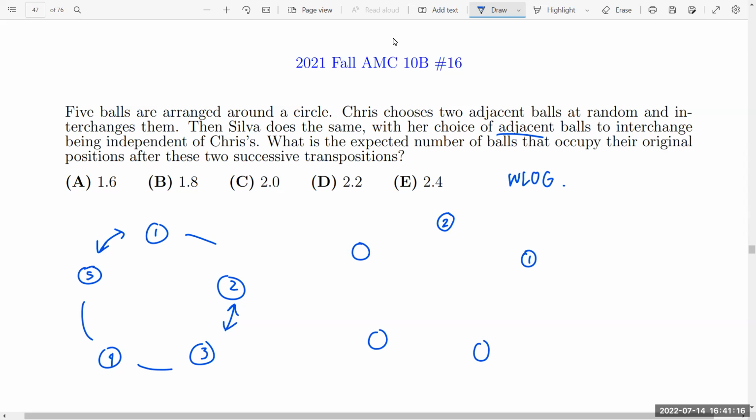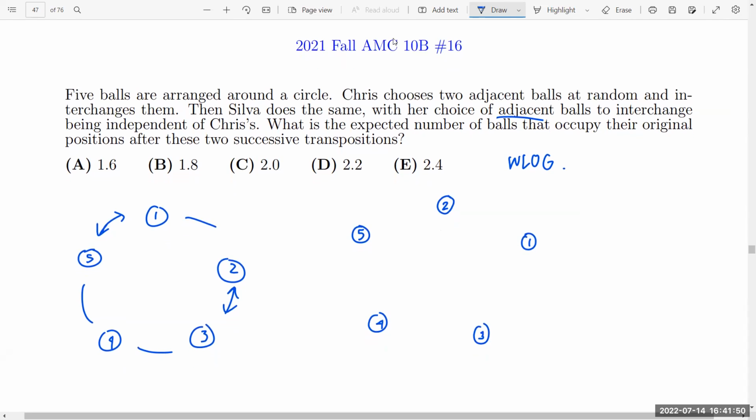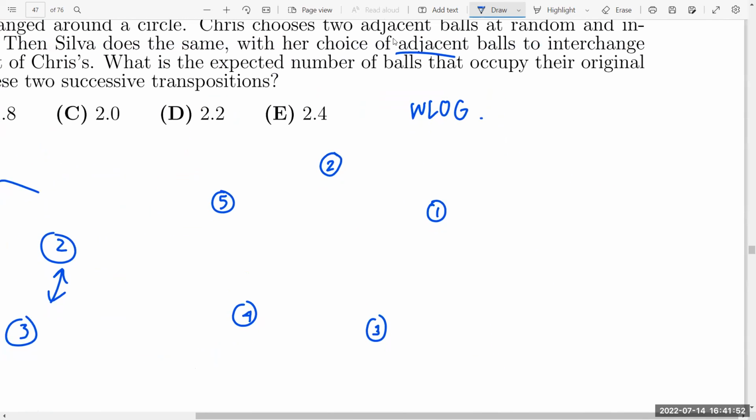This doesn't change the expected value, the expected number of balls that occupy the original position is the same whether Chris switched 1 and 2, 2 and 3, or any of these. So we're just going to say he switched 1 and 2 just like this. And now we take a look here. Now you have Silva, who switches 2 of these and gets a new position here. All right, and we can just go through all 5 possible switches and then take the average because that's what expected value is, right? So we take a look at the possible switches here.